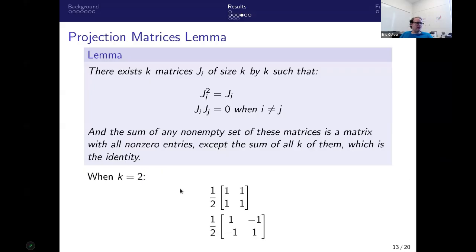And so an example is for when k is equal to 2, because they're k by k matrices. When k is equal to 2, we have these 2 matrices: 1/2, 1/2, 1/2, 1/2, and then 1/2, -1/2, -1/2, 1/2. So you can do the multiplication yourself. If you multiply these 2 together, they annihilate each other. The square of this one is itself, things like that.